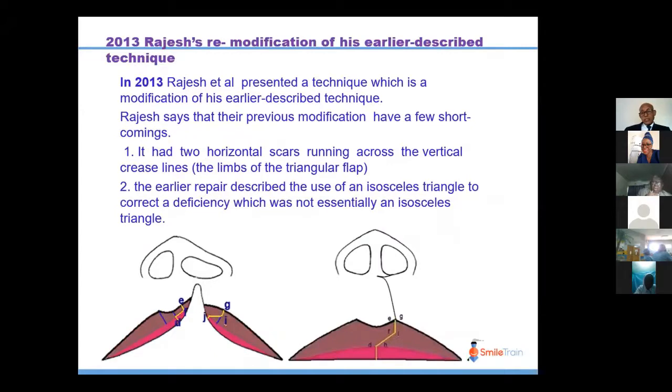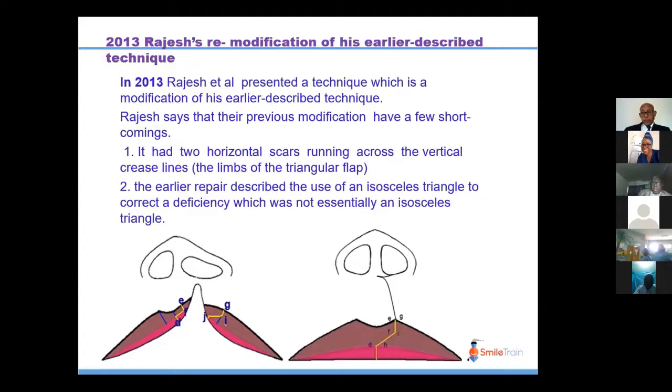So Rajesh modified his method in 2003. He recognized his drawbacks, but he brought a model. I have put this in the reference list so you can see. Instead of the triangular flap, he was worried about the scarring of it, which I am not much worried of, because the vermilion is a very forgiving tissue. The vermilion scarring is not a major problem, at least in my hands. But he avoided the triangle so as to avoid a two-sided scar. And he came up with this kind of modification. You can go in detail, see it.